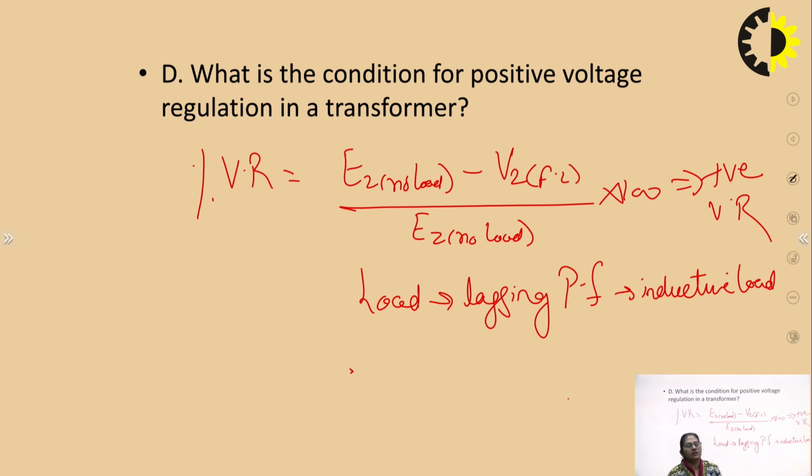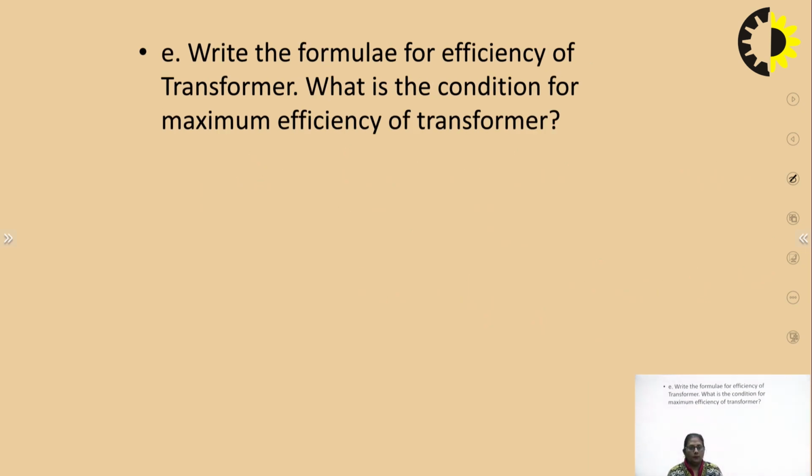Likewise, many a time another question is asked: what is the condition for having negative voltage regulation? The negative voltage regulation occurs when the full load terminal voltage is greater than the no load voltage, which occurs for a leading power factor load or a capacitive load, just the opposite. So the conditions for both the cases are discussed. For positive voltage regulation, it is a lagging power factor load, and for negative voltage regulation, it is a leading power factor load or a capacitive load.